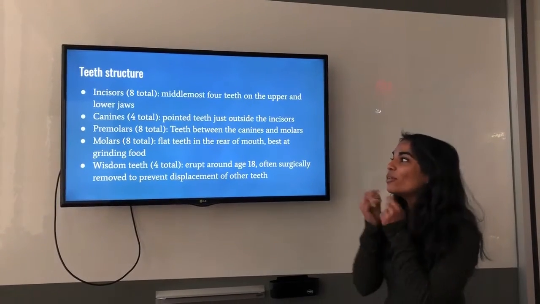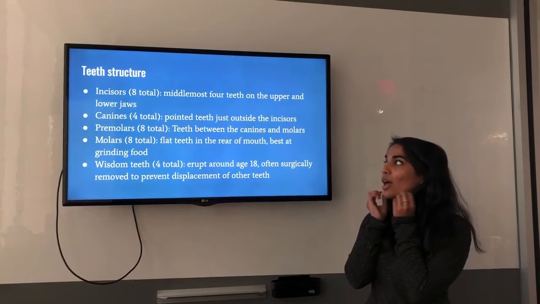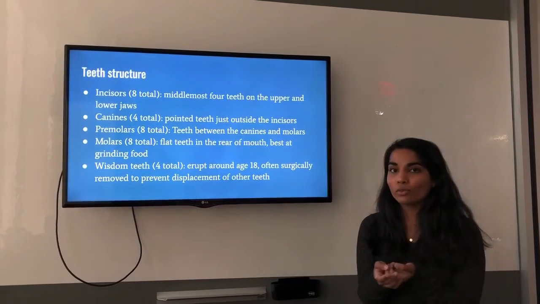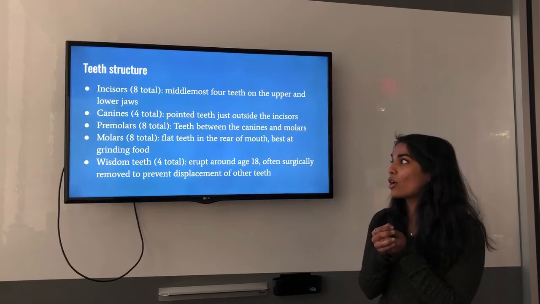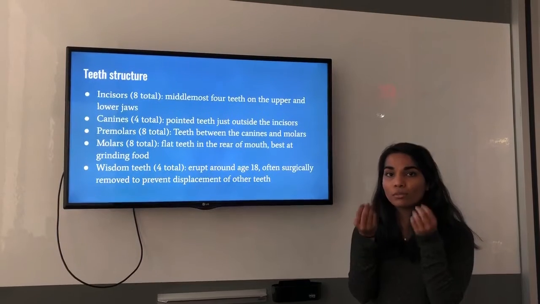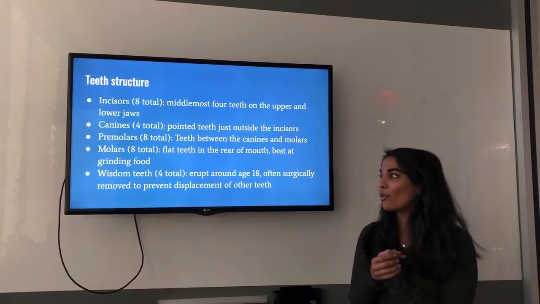And then you have your premolars, which are from the canines to the back. There's 8 of them total, and they help with chewing food as well. And then you have your molars, which are the flat teeth in the back of the mouth, and that's where, when you're pushing your food back towards the back of the mouth, it helps grind it up even more.